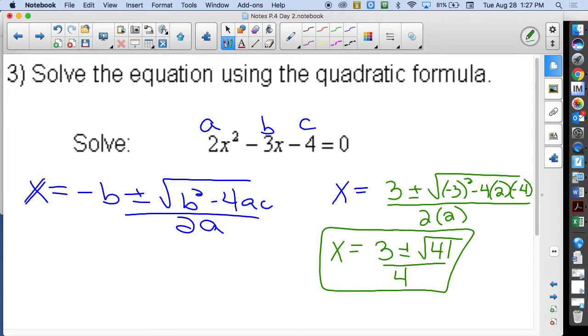Your answer looks messy. It's not a nice x equals 1 and x equals -3 halves, but that's because it's not factorable. This is at least exact. Any questions?